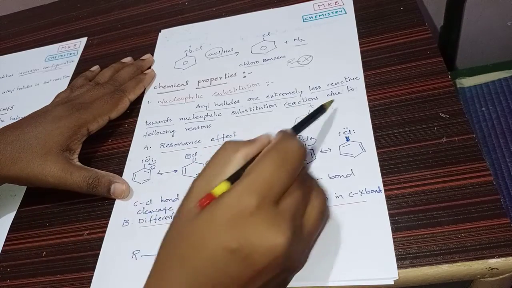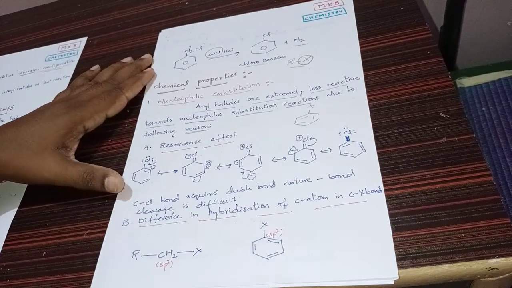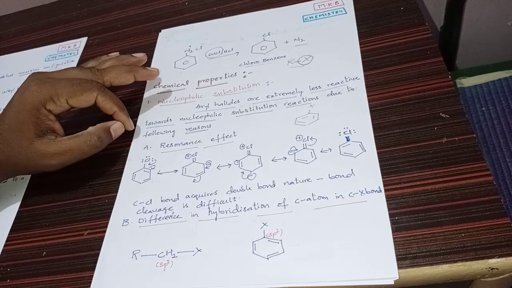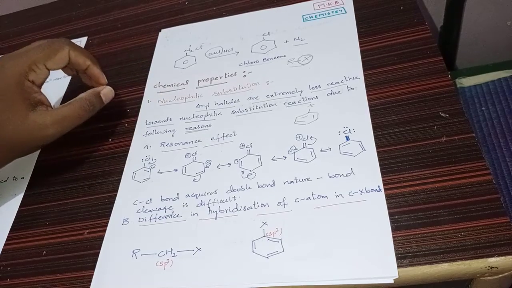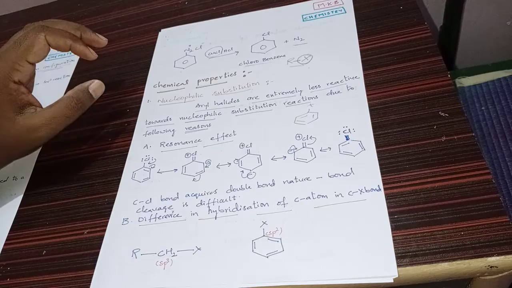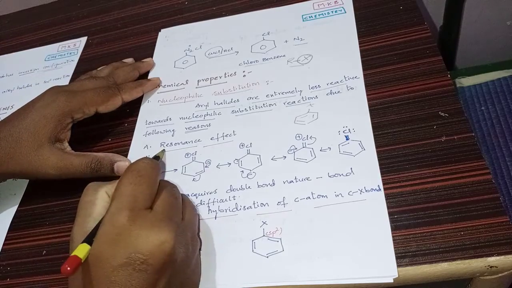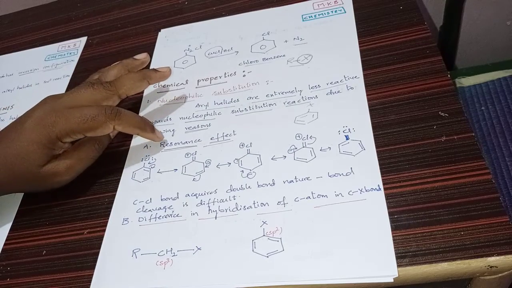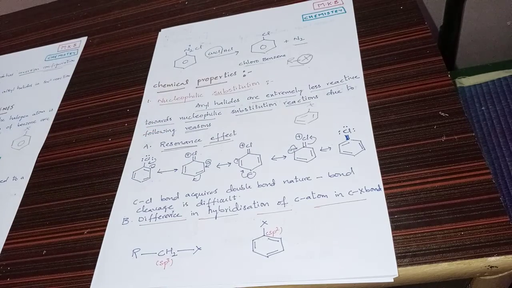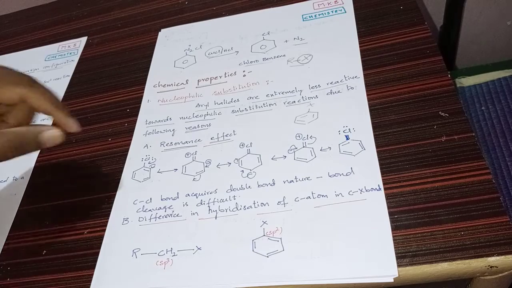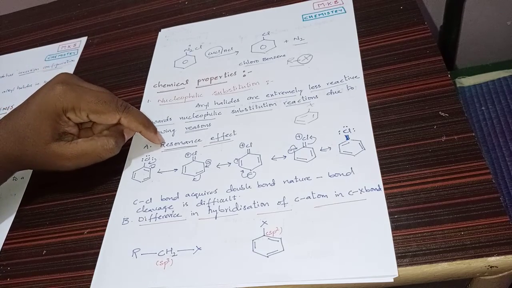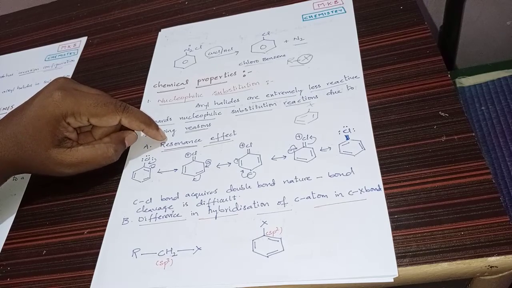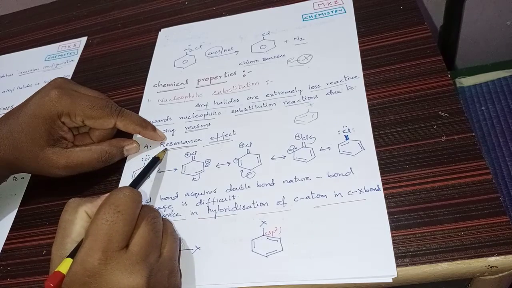Now what are the reasons for this? Why are the haloarenes less reactive towards nucleophilic substitution? There are two important reasons. One is due to resonance effect. I think the resonance concept is already discussed. I think you might have known about this resonance concept in the first PU itself. So I don't want to go into detail about this resonance. I will give a simple hint here.